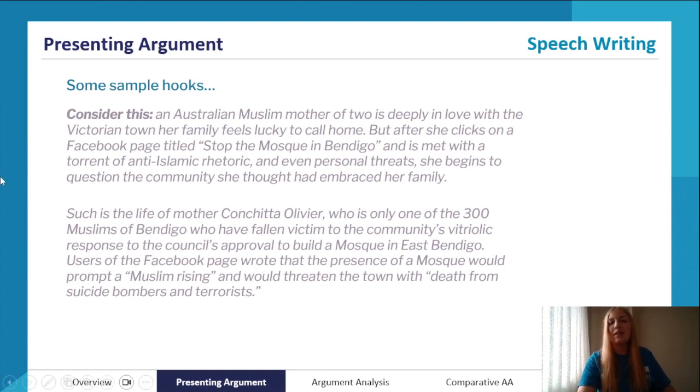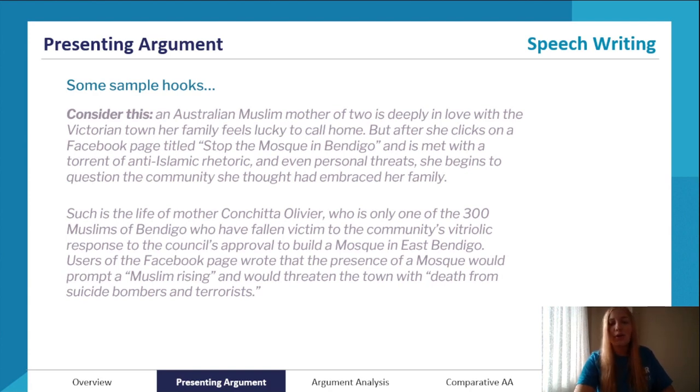Now we'll have a look at some sample hooks. So we talked about having an impactful start. Let's see how these examples achieve this. So consider this: an Australian Muslim mother of two is deeply in love with the Victorian town her family feels lucky to call home. But after she clicks on a Facebook page titled Stop the Mosque in Bendigo and is met with a torrent of anti-Islamic rhetoric and even personal threats, she begins to question the community she thought had embraced her family.